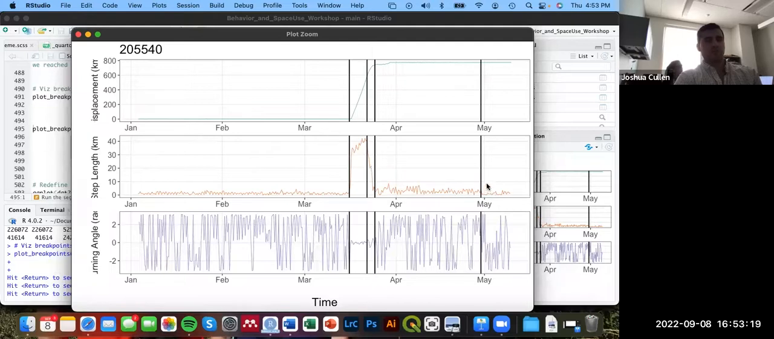And then this last breakpoint is estimated because step length went from probably 5 to 10 kilometers to lower than probably 0 to 3, 0 to 4. So this change in step length, and maybe even turning angle here, is what's impacting the estimate of this last breakpoint.